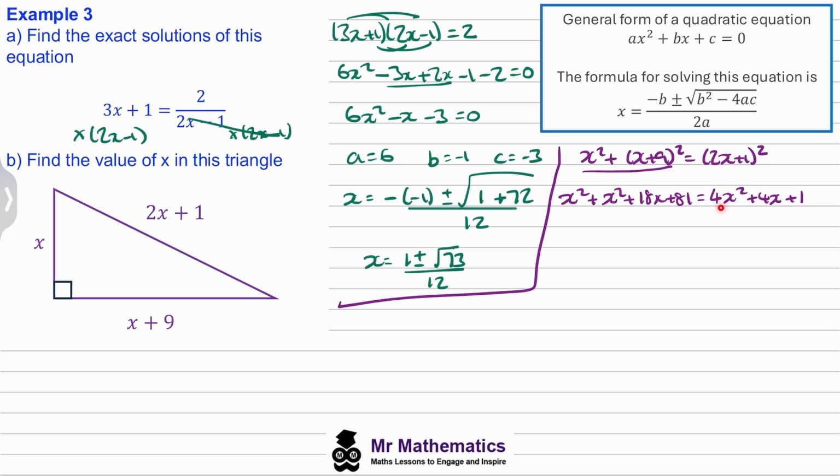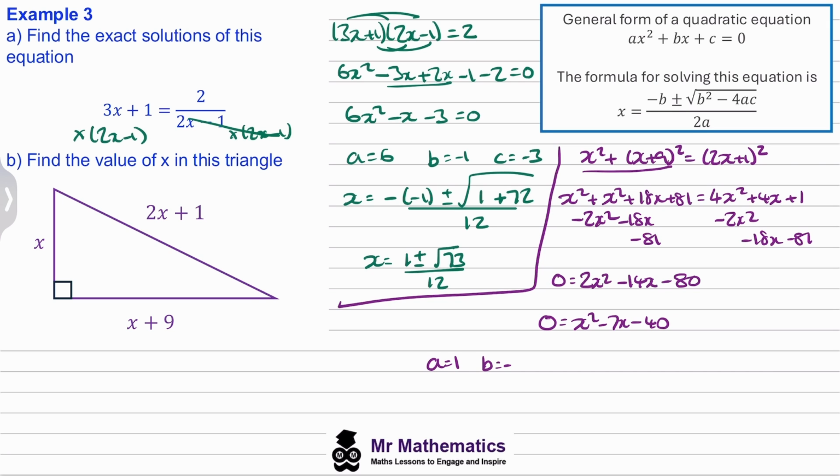Because we've got more x squared on the right-hand side, I'll move all of these over to here. So we'll take away the 2x squared, we'll take away the 18x, and we'll take away the 81. So we'll have 0 is 2x squared minus 14x minus 80. Now we can factor out the 2 from both sides. So x squared minus 7x minus 40. a will equal 1, b will equal negative 7, and c will equal negative 40.